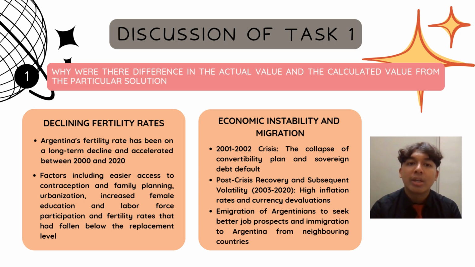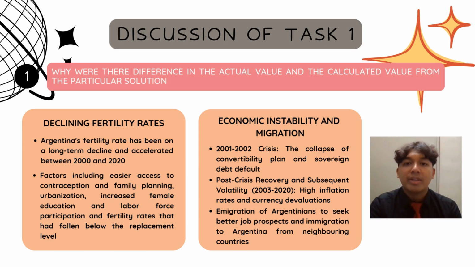So, for the discussion in task 1, why was there a difference in the actual value and the calculated value from the particular solution? The reason for this is because of the simplifications in the model. Most general solutions often rely on simplifying assumptions and assume a constant growth rate. However, this value was not constant. It fluctuates due to several factors.